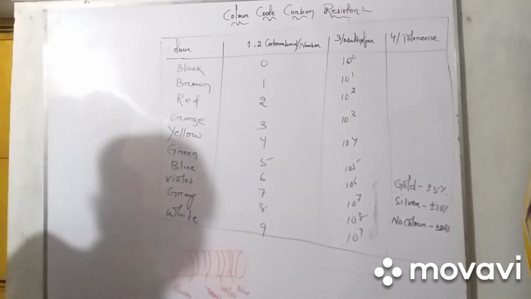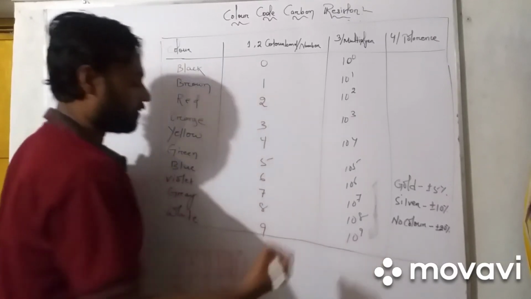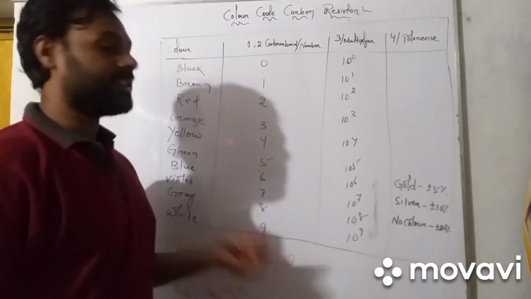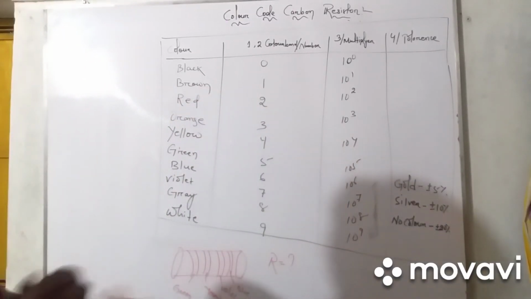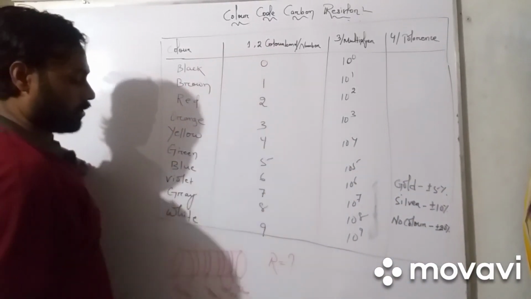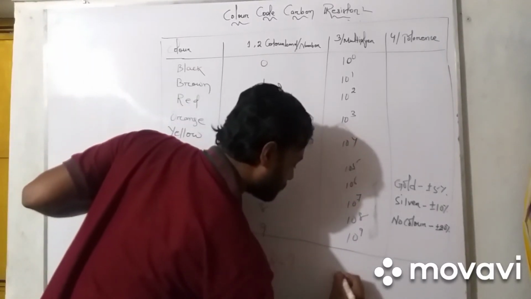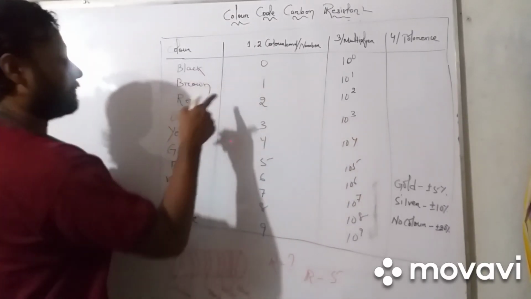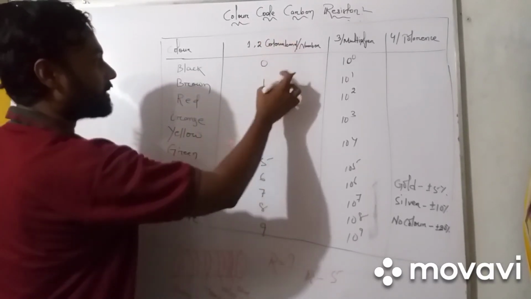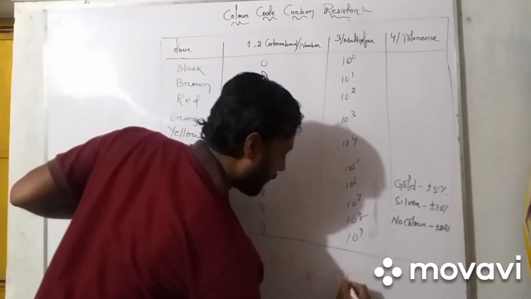Okay, say the question is: what is the value of resistance of that color code carbon resistor? How to define the resistance of that color code carbon? As we know, the first two color bands represent their significant numbers. Green represents 5, yellow represents 4, so that is 5, 4.